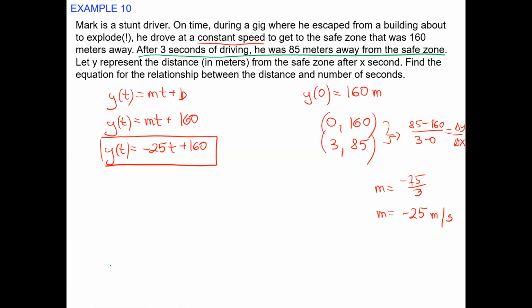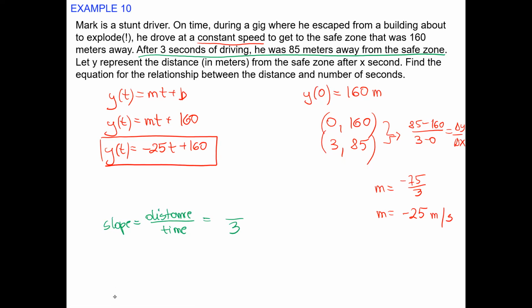Velocity, yes, velocity is more appropriate. But let's say slope in this situation is the velocity, and it's actually distance over the time. We can see in 3 seconds, what was the distance that he actually passed? After 3 seconds of driving, he was 85 meters away from the safety zone.